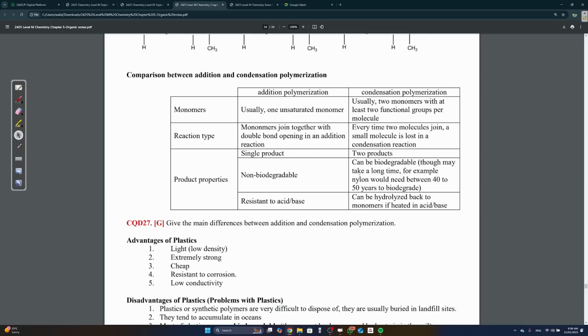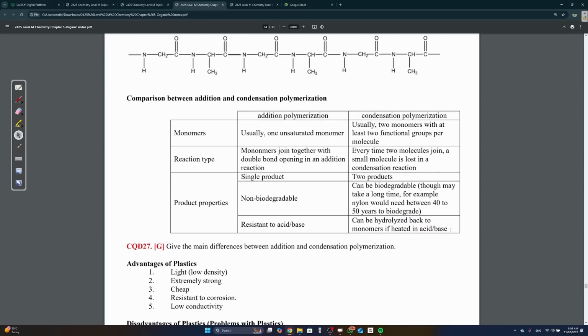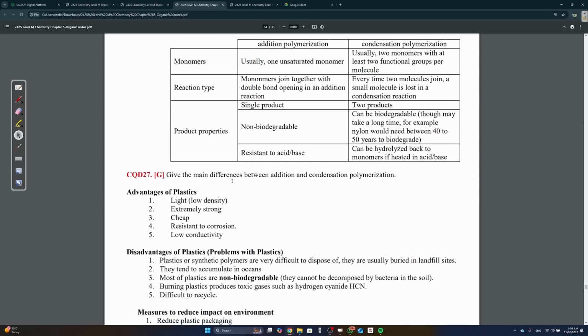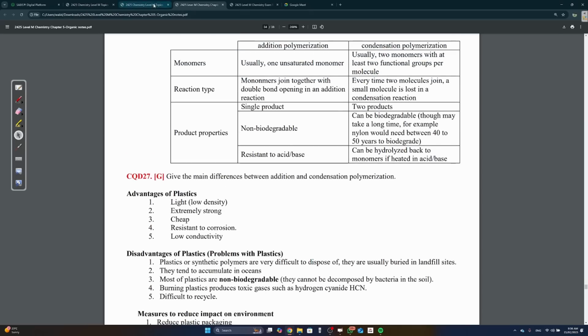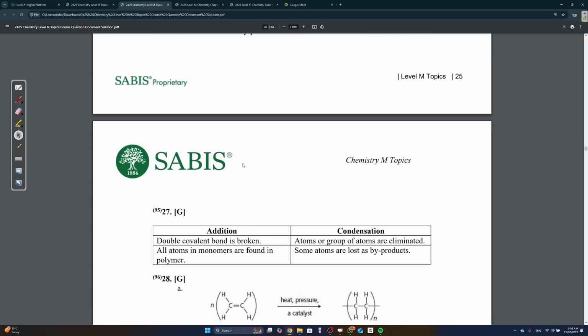Non-biodegradable, but you should know condensation can be biodegradable, okay? She can ask any of these. Addition is resistant to acid-base, can be hydrolyzed back to monomers if heated in acid-base. Like PET, remember? Polyesters, remember, we can hydrolyze it back to monomers. Remember we said PET, you can change back to monomer. Okay, you have the main difference between addition and condensation. We just wrote it here. So she's definitely going to ask this.